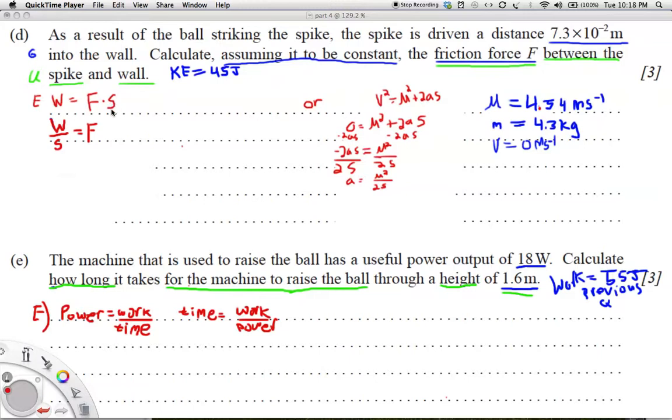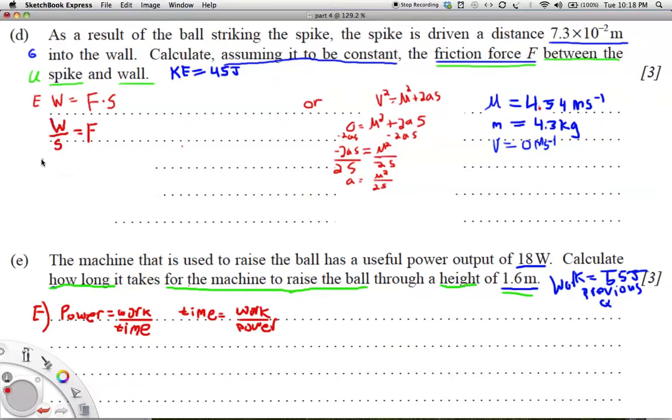All right, and I know this number, I have this, 45. I don't know the F, but I do know the S. So what I need to do is get F on one side by itself. I divide both sides by S. W over S equals F. Okay. Now let's go ahead and plug in some numbers here.